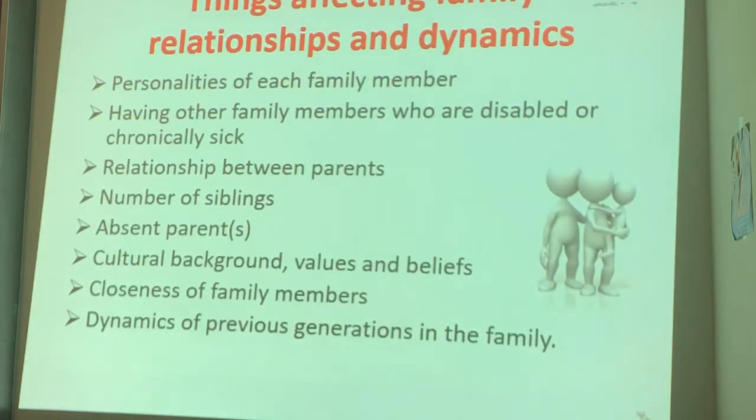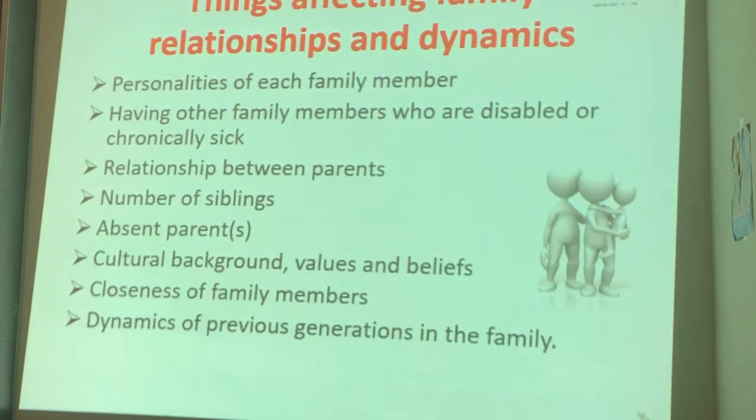And things affecting family relationship and dynamics. We have personalities of each family member. Okay? Having other family members who are disabled or chronically sick. Relationship between parents, number of siblings, absent parents, cultural background, the values and beliefs, the closeness of family members, the dynamics of previous generation in the family. So those are the things affecting family relationship and dynamics.